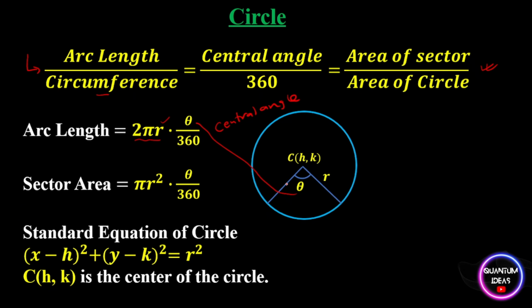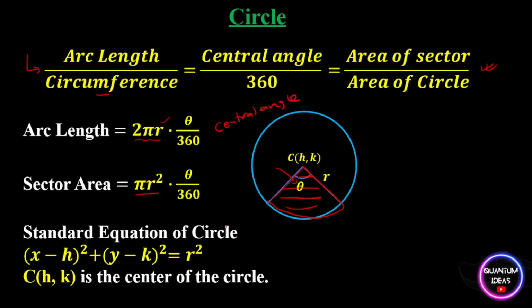And the area of the sector is this. Let me erase a little bit and let me show you. You can see this piece here, right? This piece is called a sector, like a pizza piece. The area of this sector is equal to pi r squared, the area of the circle, times theta, this central angle, by 360 degrees.